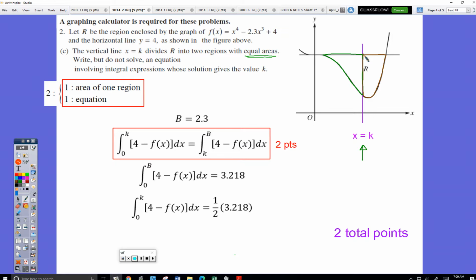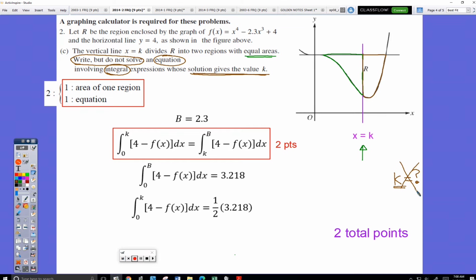Write keywords, but do not solve. So all we need to do is write down an equation which has an integral, and the solution to the equation will give the value of k. Have to remember, the solution to an equation is the value that makes the equation true. It doesn't mean you have to have an equation that says something like k equal. It just means you have to have an equation that contains k, but it doesn't have to say k equal. And then the value of k will make the equation true.